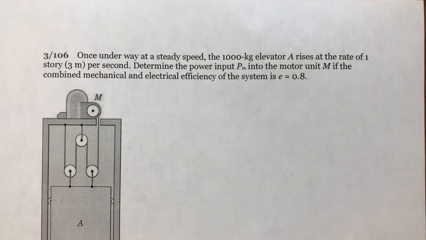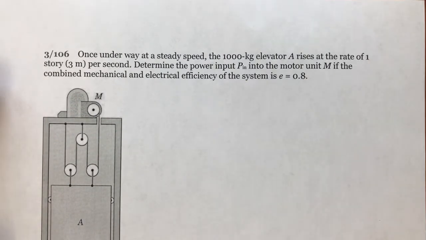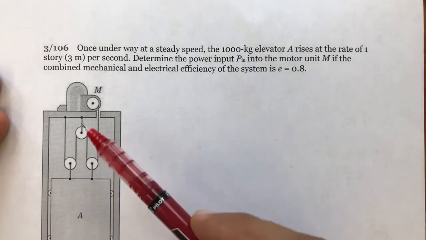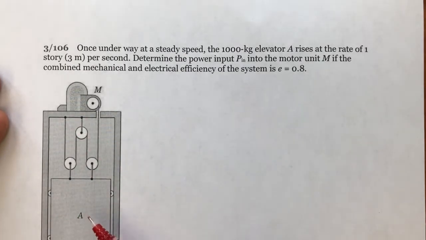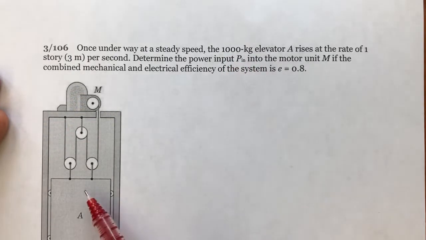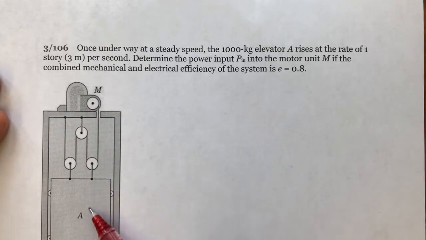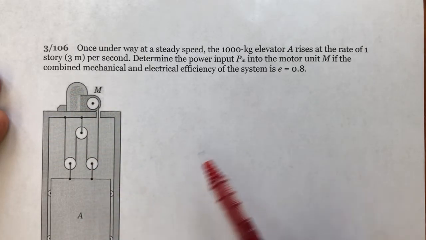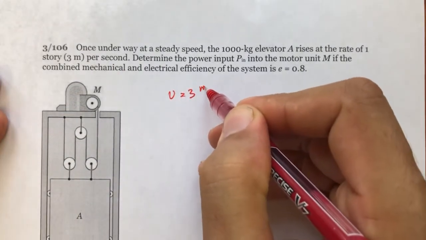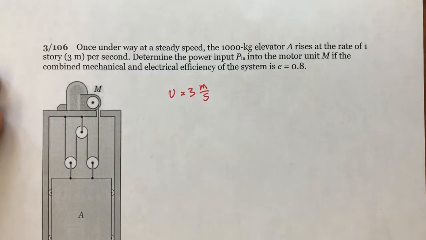Let's do another example for the power part. Problem 106, chapter 3. In this problem, we have this elevator, and the mass of this elevator is 1000 kilograms. And we have a motor here which is pulling this elevator up with a constant velocity of 3 meters per second. So it is moving it up with this system of pulleys and a cable.